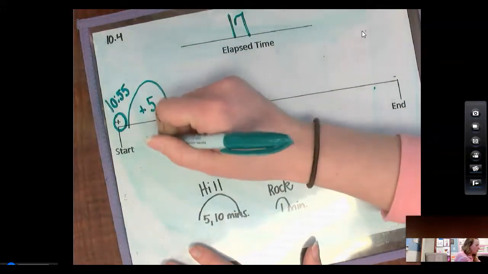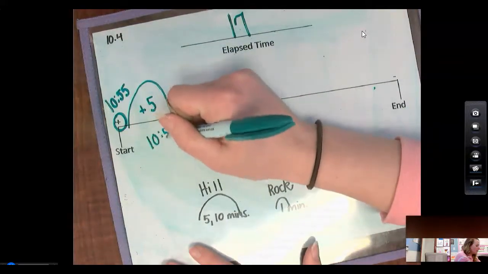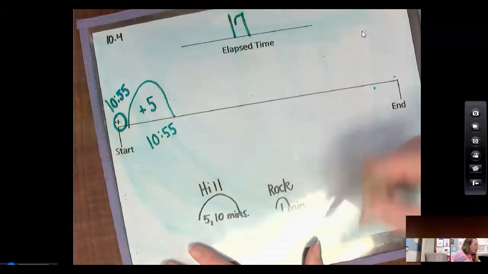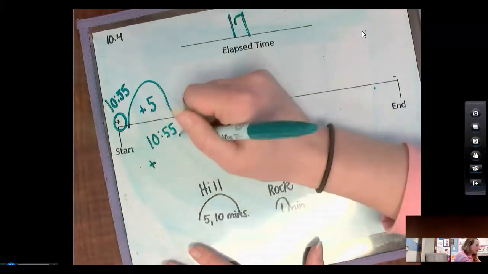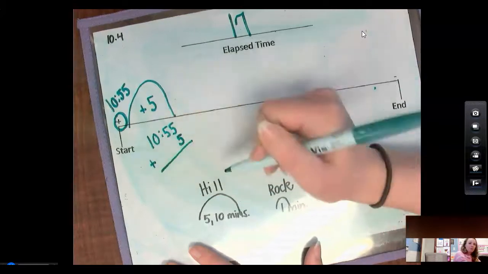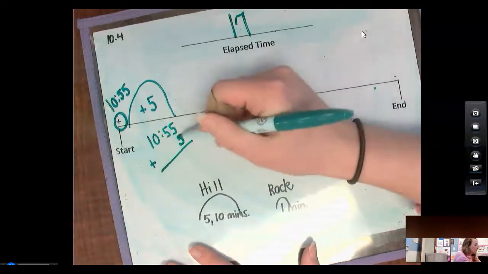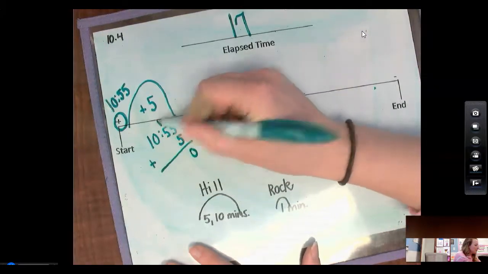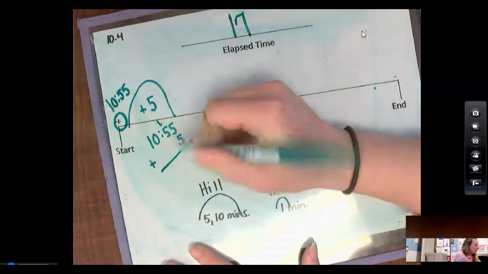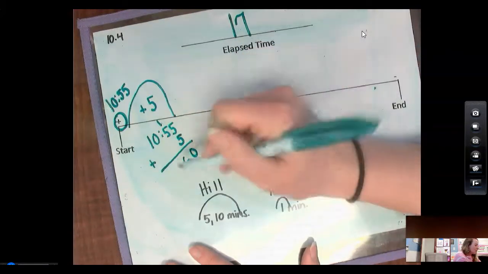So I'm going to pull my 10:55. I'm going to add 5. 5 plus 5 is 10. 1 plus 5 is 6. Drop your 10.